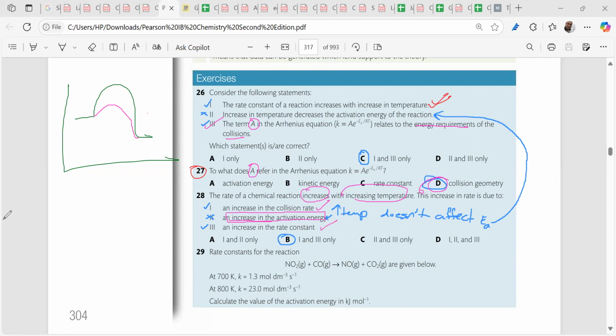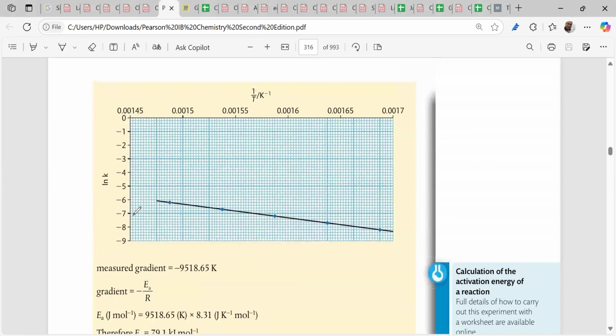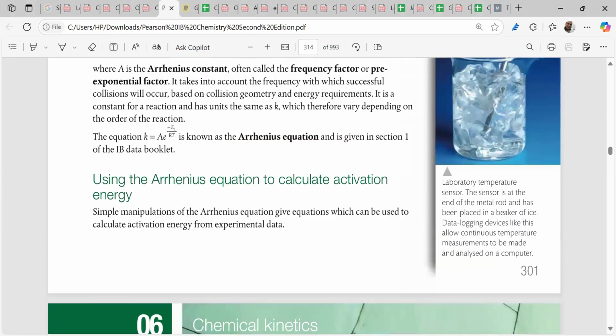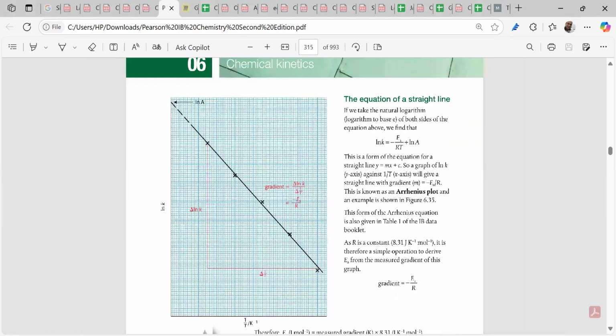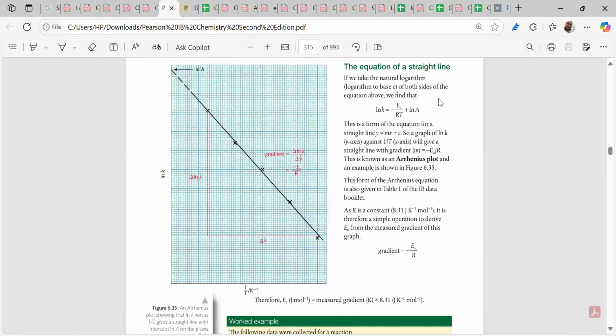Now see, we're going to the next part, the improvised part of the Arrhenius equation. We know that k is equal to A e to the power minus Ea by RT, right? Isn't it? So we are trying to write this down. If we take ln on both sides, we get ln k is equal to ln A minus Ea by RT, right? Suppose we are taking this, right?